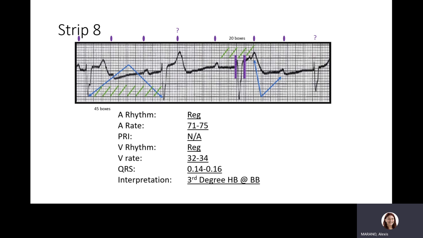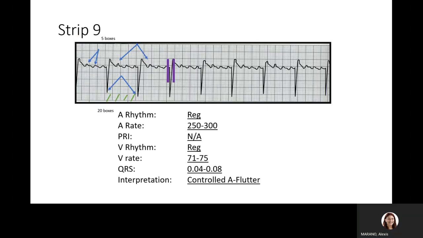So be intentional with anytime that you do have a third degree, you have to differentiate whether it's at the AV or bundle branch level. AV level is going to be a normal QRS, while your bundle branch will be a wide QRS. Strip number 9.